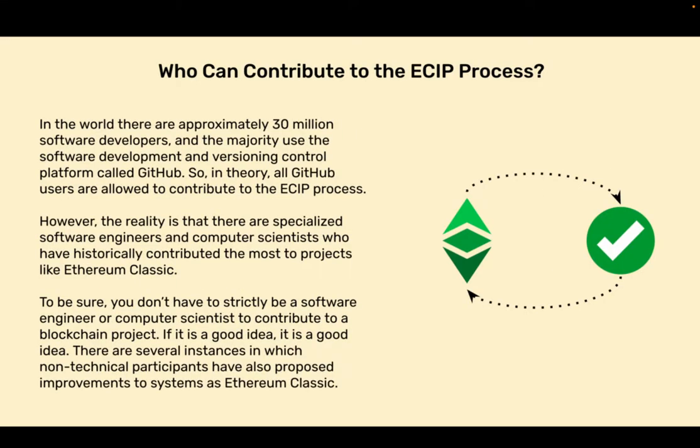Who can contribute to the ECIP process? In the world, there are approximately 30 million software developers, and the majority use the software development and versioning control platform called GitHub. So in theory, all GitHub users are allowed to contribute to the ECIP process.